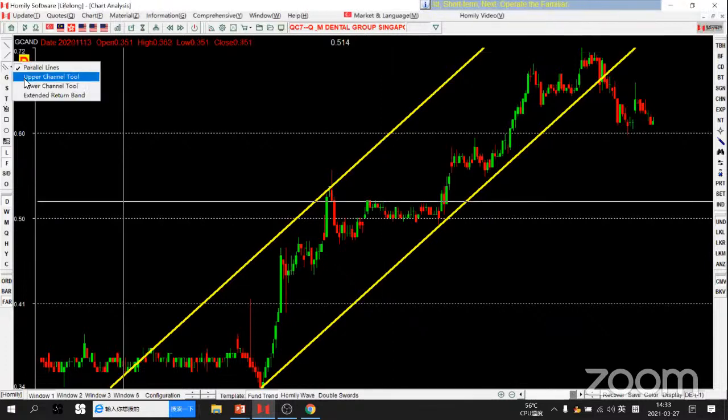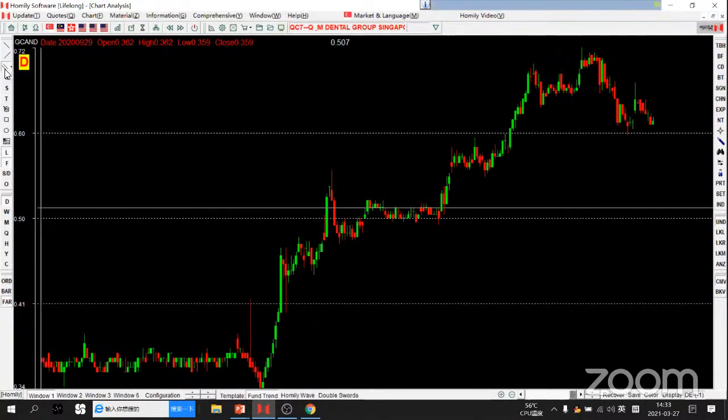Now I will show you how to draw the upper channel lines with this upper channel tool. Firstly, you need to go to this button and then select the upper channel tool. Select it. So how do you know it was selected? If on the side there is a check beside it, that means this function was selected. Okay, so it is selected.